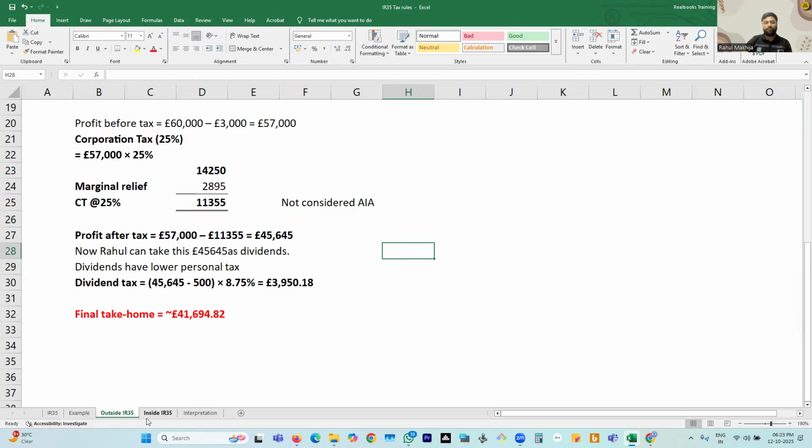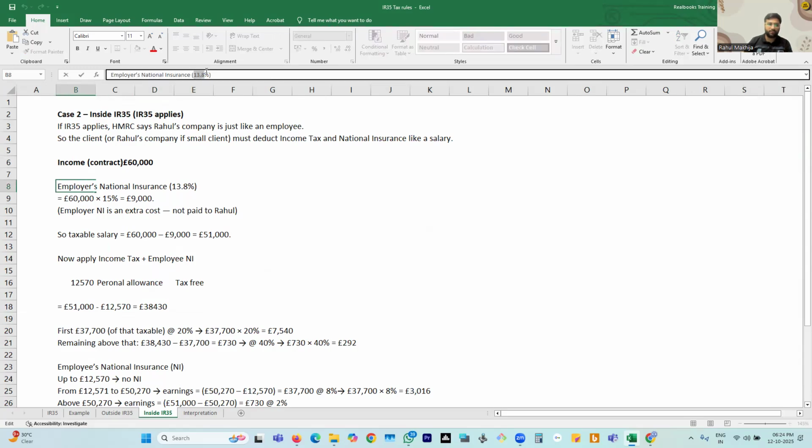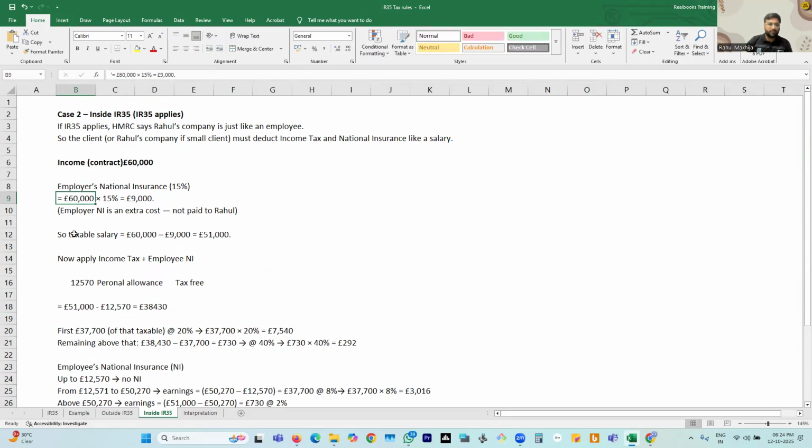Now let's talk about if we are inside IR35. If IR35 applies, HMRC says Rahul's company is just like an employee. So the client, or Rahul's company if a small client, must deduct income tax and NI like a salary. So the contract was of £60,000. Employer NI would be 15%. The rates changed now, and at 60,000, employer NI would be 9,000, and it's an extra cost not paid to Rahul. So taxable salary would be 51,000.